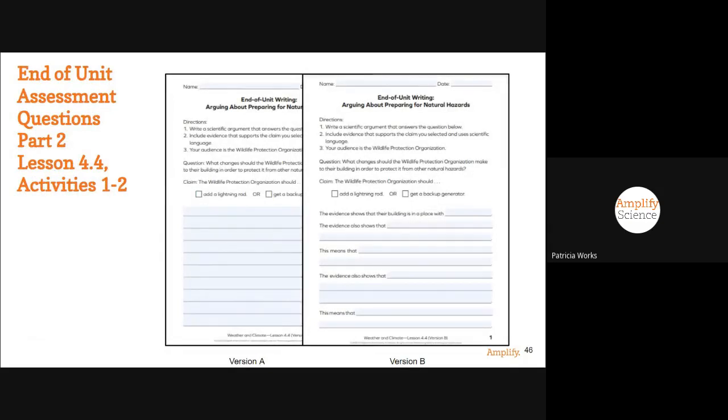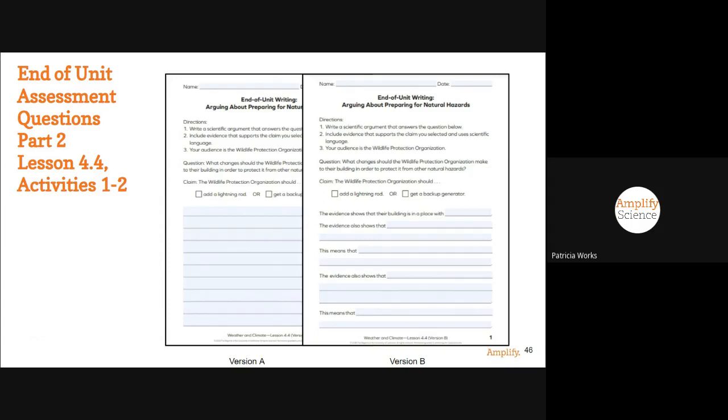In lesson 4.4 is where you'll find part 2 of the assessment. Here, students apply what they've learned about ways to mitigate severe weather near the Wildlife Protection Organization offices. They've analyzed data that shows that the area is very prone to lightning strikes, and they've learned a little bit about how to make changes to the building that could help prevent problems from this.